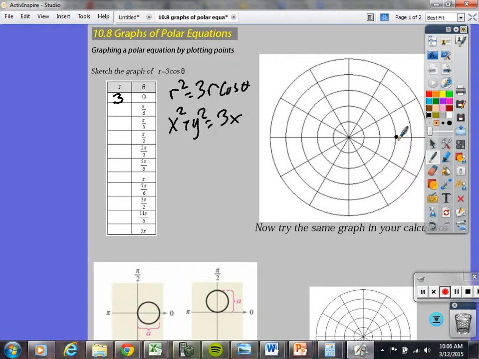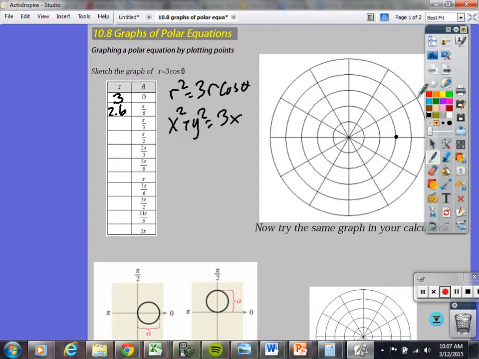3 times root 3 over 2. Somebody help me out with that, please. 3 times root 3 over 2. I know it's roughly root something. Not just root 3. 3 times root 3 over 2. That's 2.6, roughly, yeah.